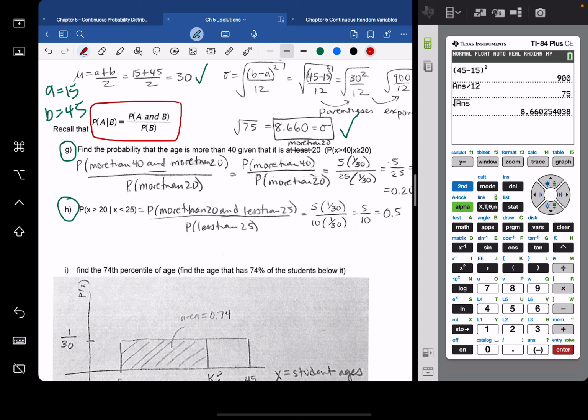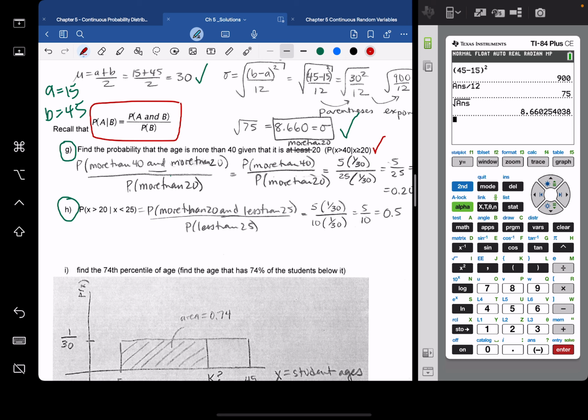So find the probability that the age is more than 40 given that it is more than 20. This is such a ridiculous question. I don't really enjoy teaching this because who cares? Who would ever ask this question? That's why I want to remove it from the homework.